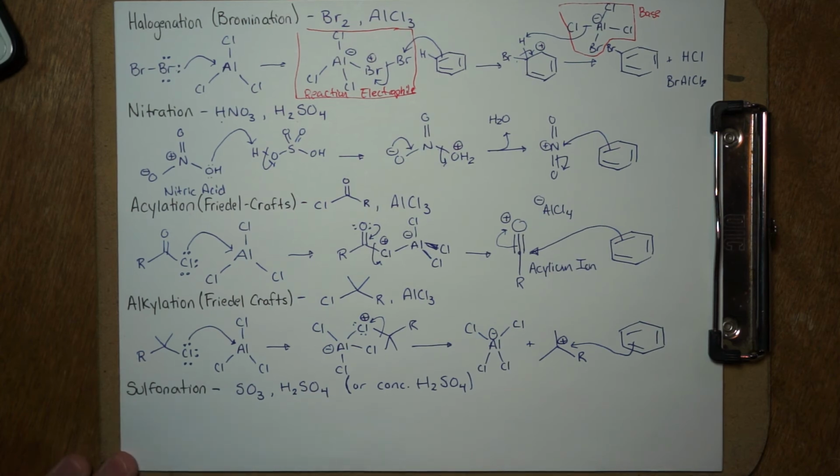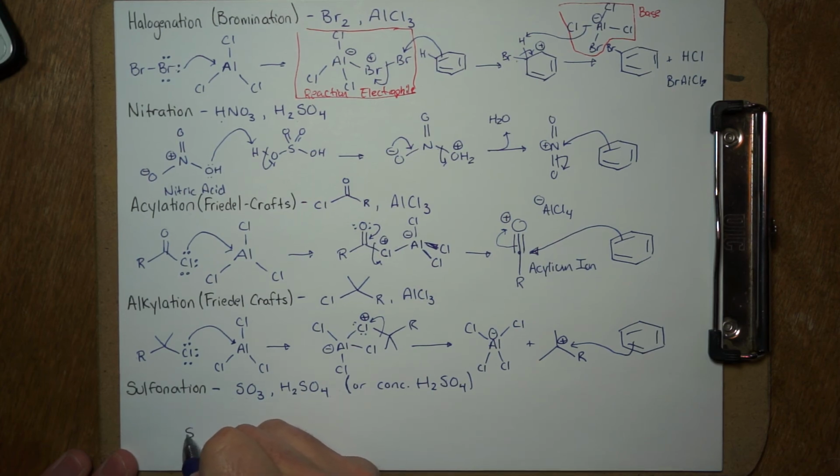All right, the final reaction is sulfonation. Right, so notice that there are two different conditions that you could use for sulfonation. I think the one I'm going to show the mechanism for is using SO3 and H2SO4. This is what is called oleum or fuming sulfuric acid, if you've ever heard that. Concentrated sulfuric acid is the other way. Using fuming sulfuric acid or oleum tends to be faster. It's a much better process.